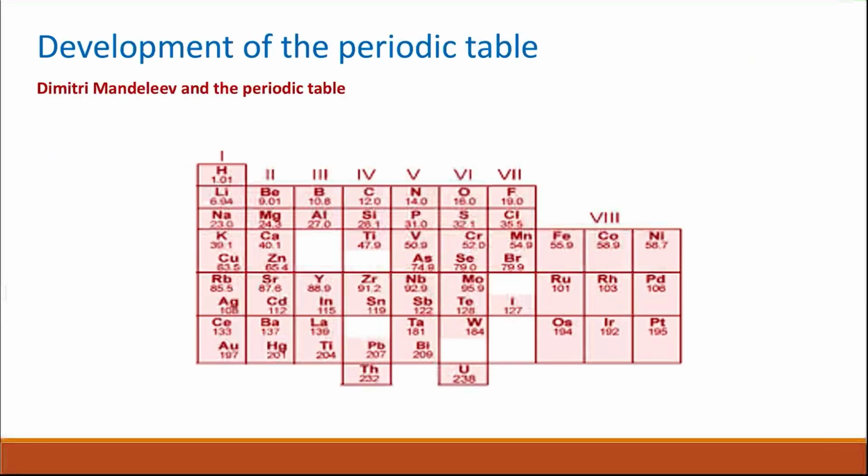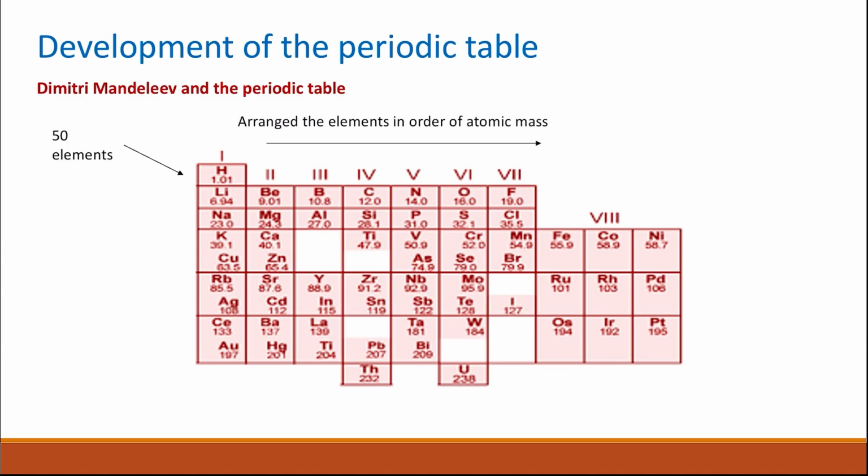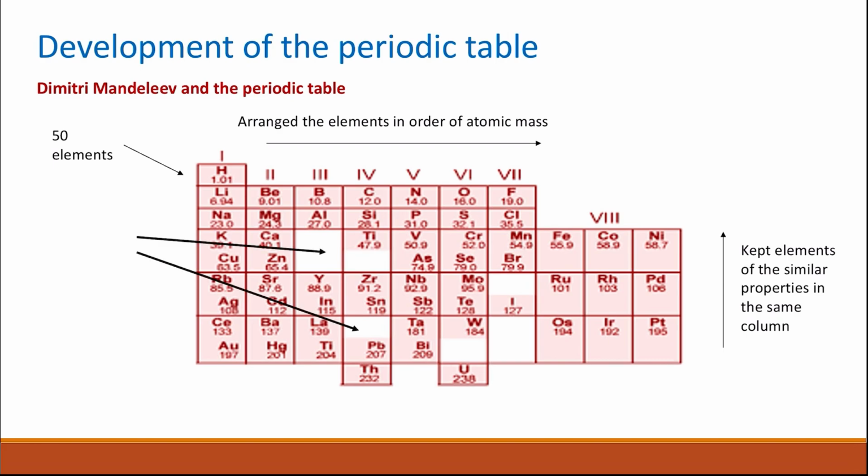Periodic table. In 1869, Dmitry Mendeleev developed his first periodic table. In this table, he took the known 50 elements at that time and arranged them in order of atomic mass. He didn't use the atomic number because the atomic number was not known at that time, only the atomic mass. And then he kept the elements of similar properties in the same column or in the same group. He ended up having some gaps in his periodic table. However, when elements were later discovered, they fitted well inside these gaps.